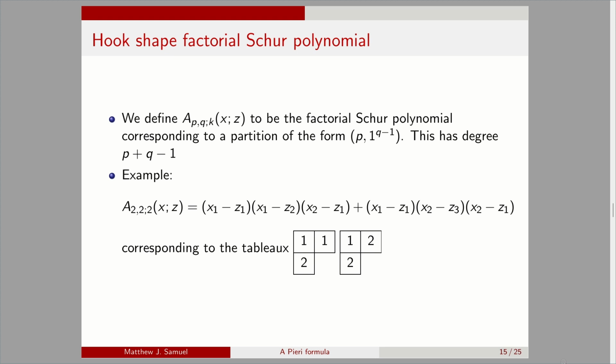I give an example here, a_{2,2,2} of x and z. That is a hook with 3 boxes in 2 variables. The polynomial is shown, and it corresponds to the tableaux on the slide with the given entries. Notice the entries are in the interval 1, 2.